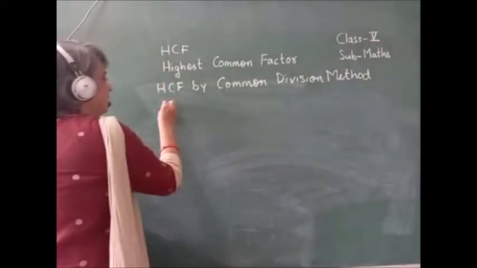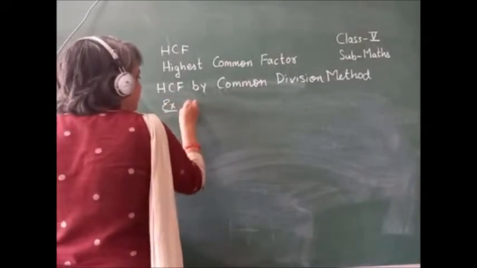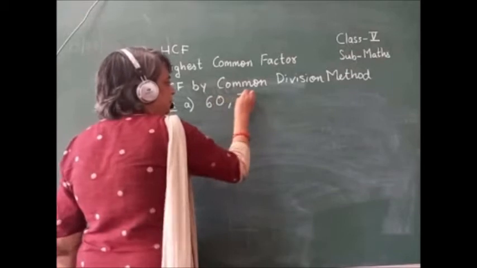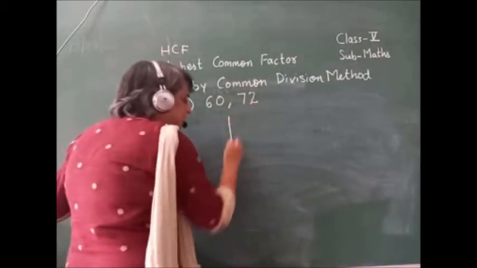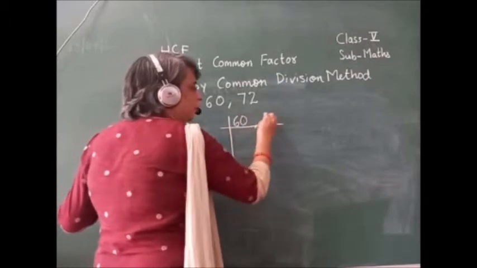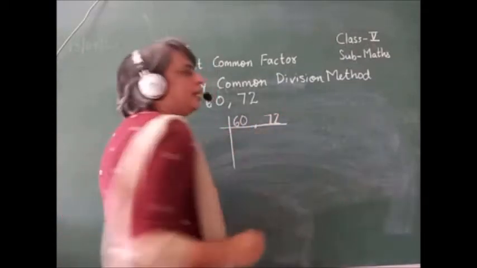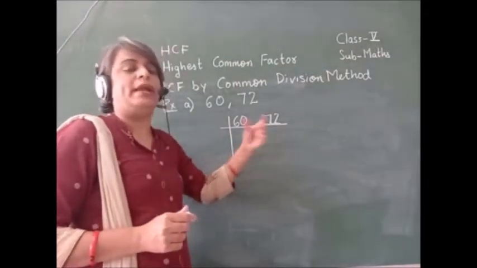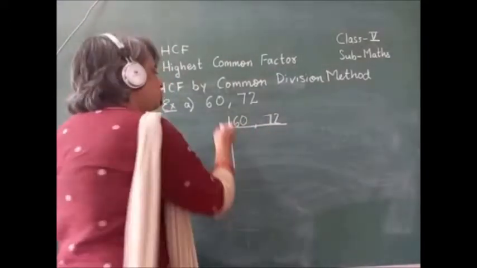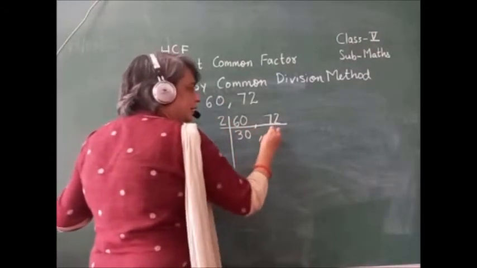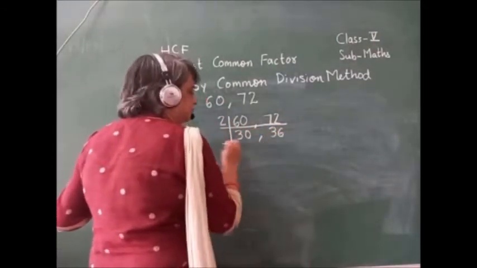So here, let me give you an example. Example number 1, 60 and 72. Write these two numbers together. 60, put here comma, and write down 72. Now children, both these numbers are even numbers, so they are divisible by 2. So here you are going to write 2. 2 30s are 60, and here it is 2 36s are 72.